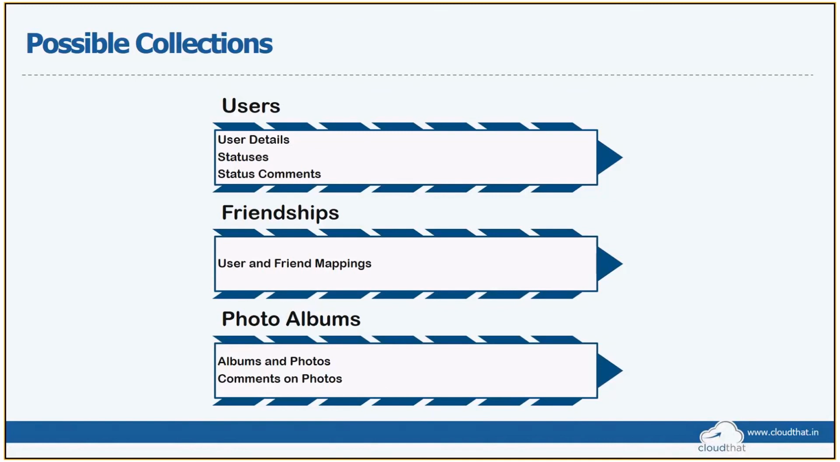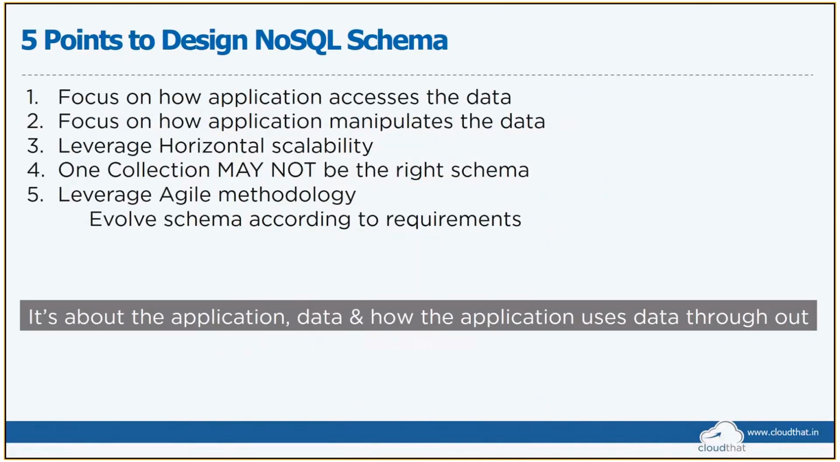So totally, when I want to talk about the 5 points: look at how the application accesses data, that is the reading of the data, how it happens, and how it manipulates the data. Look at horizontal scalability. You know that you can divide the data and put it into multiple places. So leverage horizontal scalability, and come up with the right shard keys to be able to reach a particular shard. When you're sharding, the main focus is that my query should reach only a single shard. It should not go to all the shards.